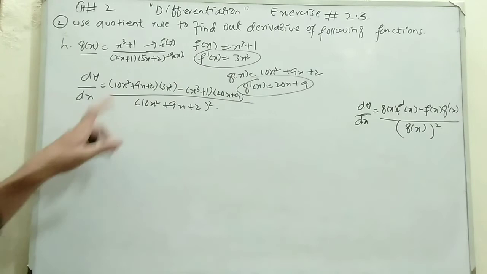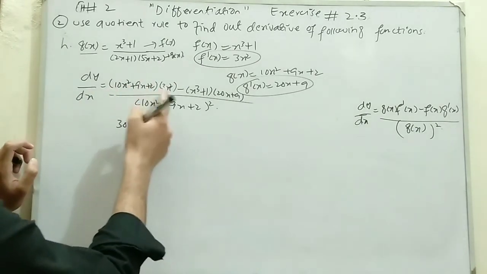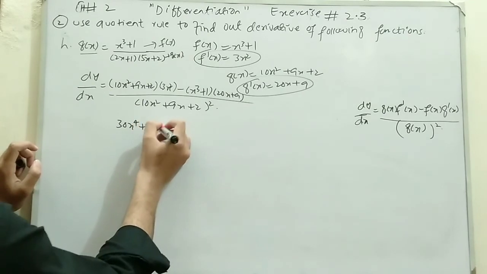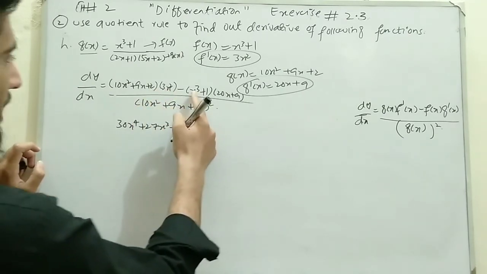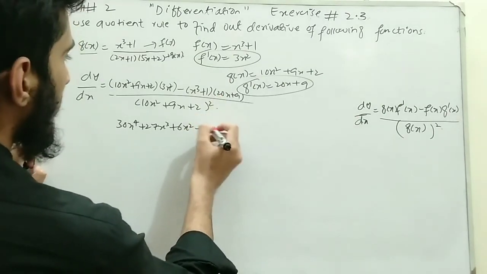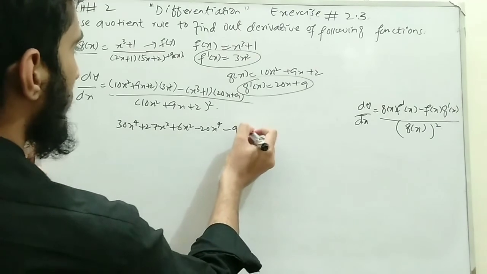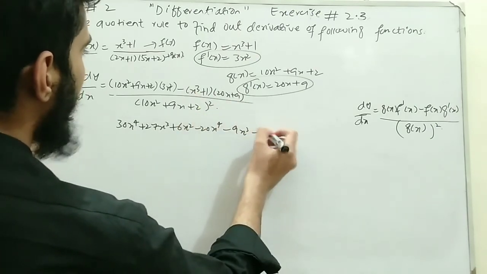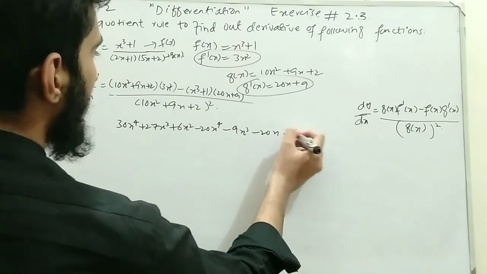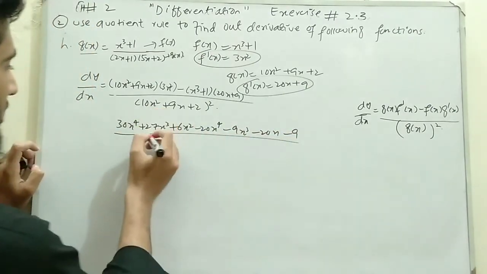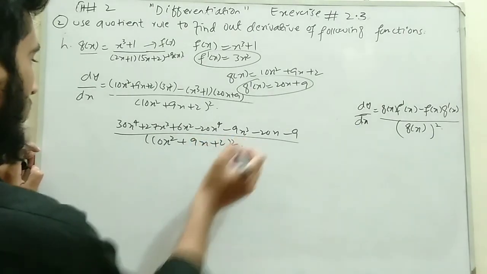Now after simplification, 10 multiply 3 gives us 30x⁴, 9 multiply 3 gives us 27x³, 2 multiply 3 gives us 6x², minus x³ multiply 20 gives us minus 20x⁴, minus x³ and 9 gives us minus 9x³, minus 1 multiply 20 gives us minus 20x, and minus 1 multiply 9 gives us minus 9, and whole divided by this function whole square, which is (10x² + 9x + 2) whole square.